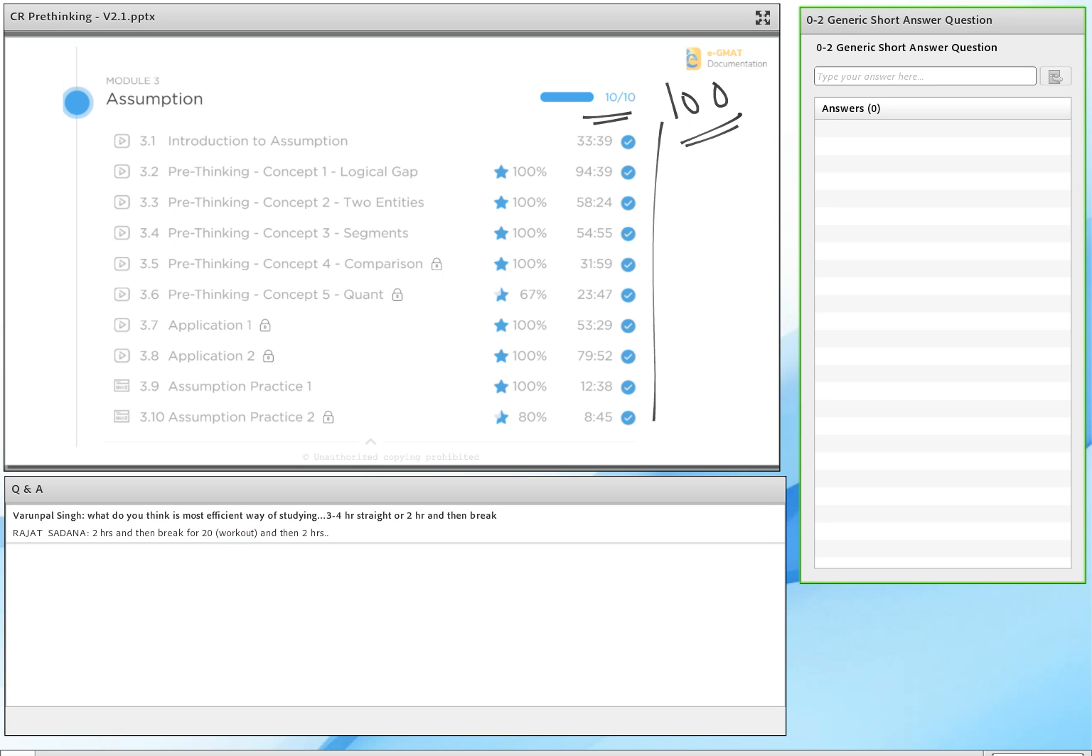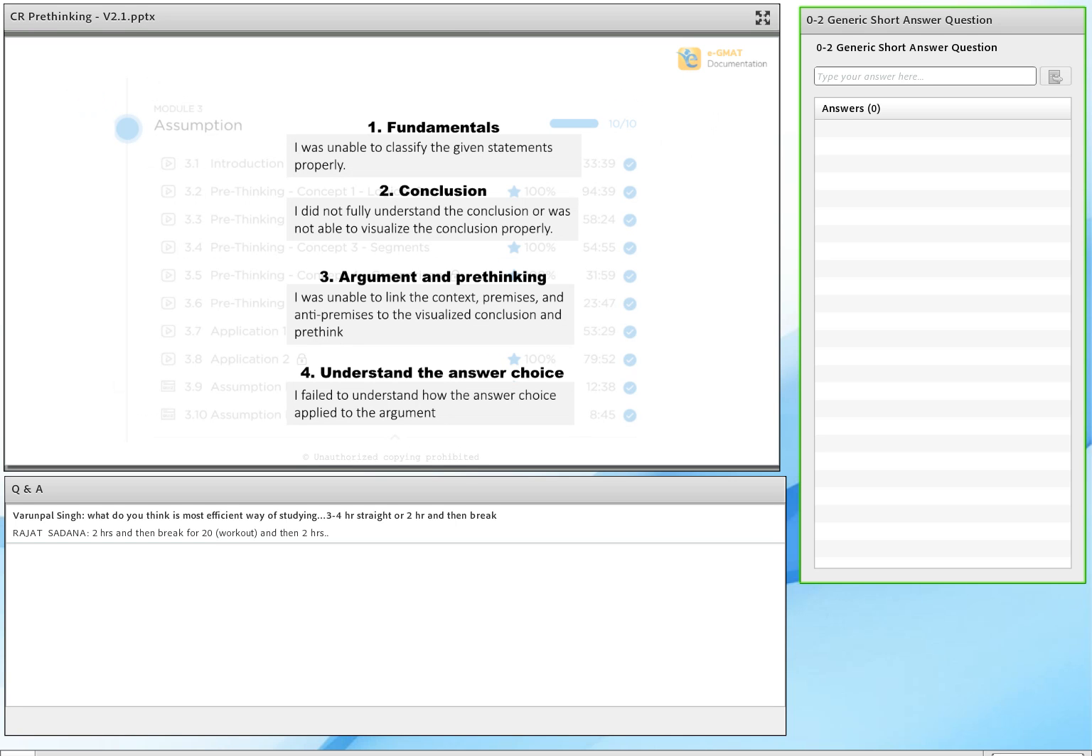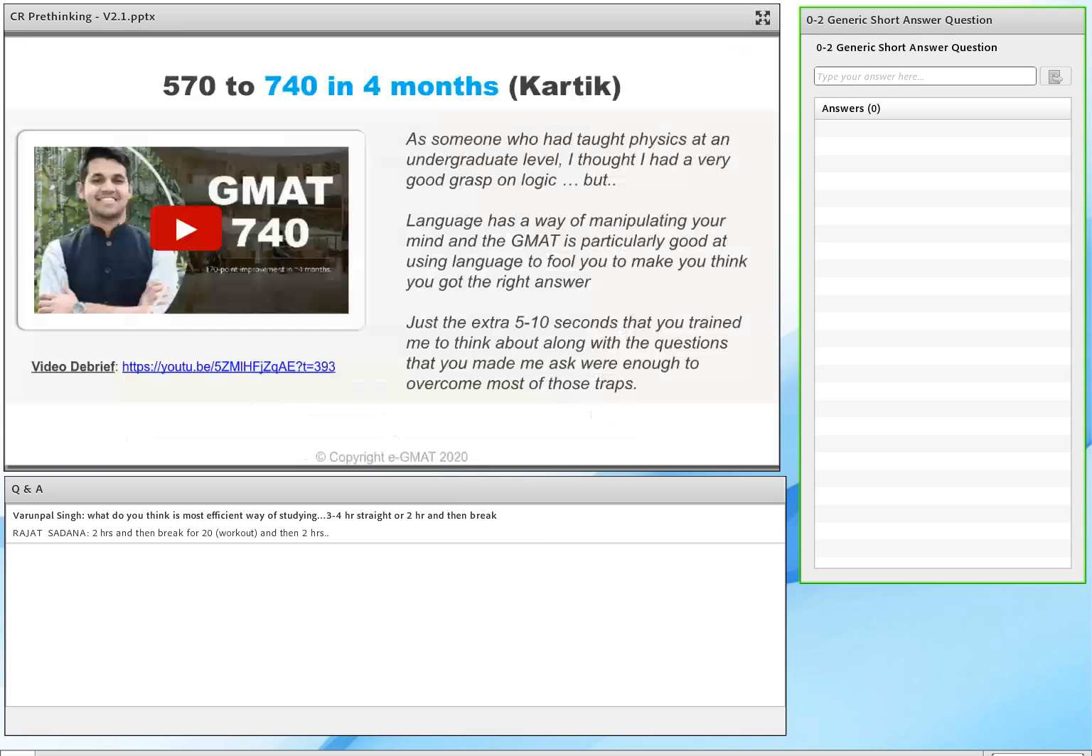Push for high accuracies. And you can see as you go through this, all four aspects, whether it's fundamentals, conclusions, argument and pre-thinking, and understanding the answer choices, will get tested and will get evaluated. And you'll get personalized feedback on that.